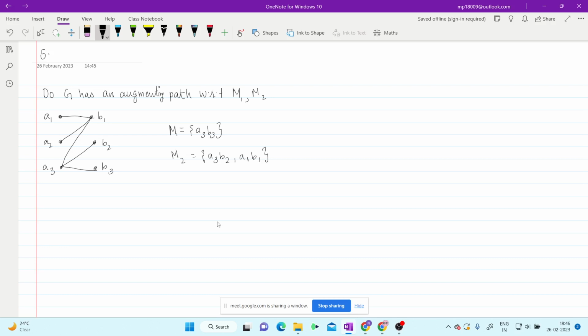So this is your graph G, and you want to see if this graph G has an augmenting path with respect to M1 and M2. Now M1 is this A3 B3. So what do you think? Does it have an augmenting path with respect to M1?